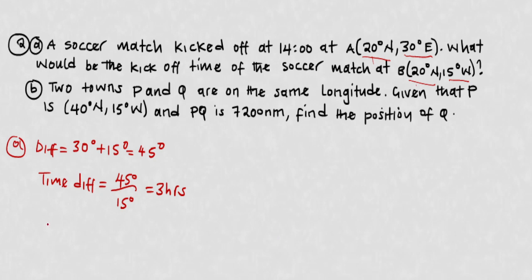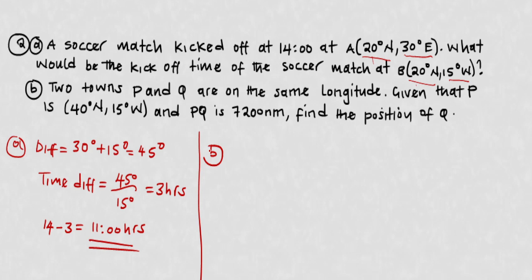So to get the total time, we're going to say 14 minus 3, and 14 minus 3 is 11. So the final answer will be 11 hours. 11 hours will be the time at B. So that has been dealt with.